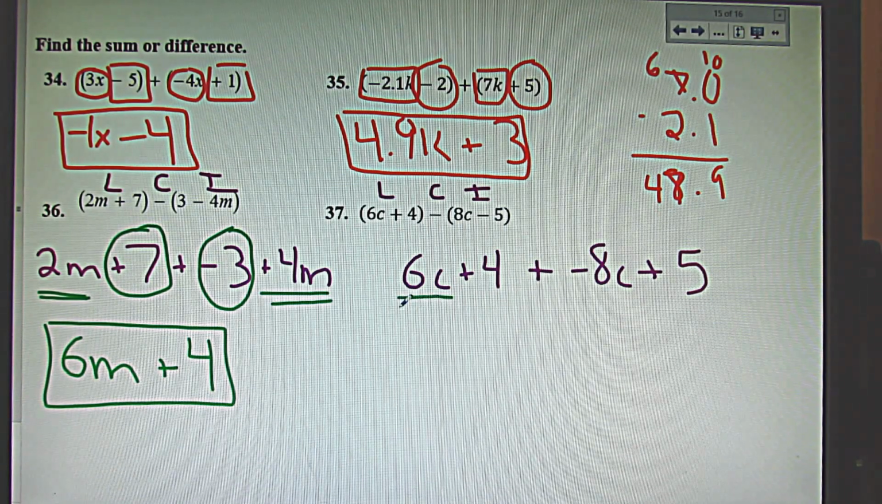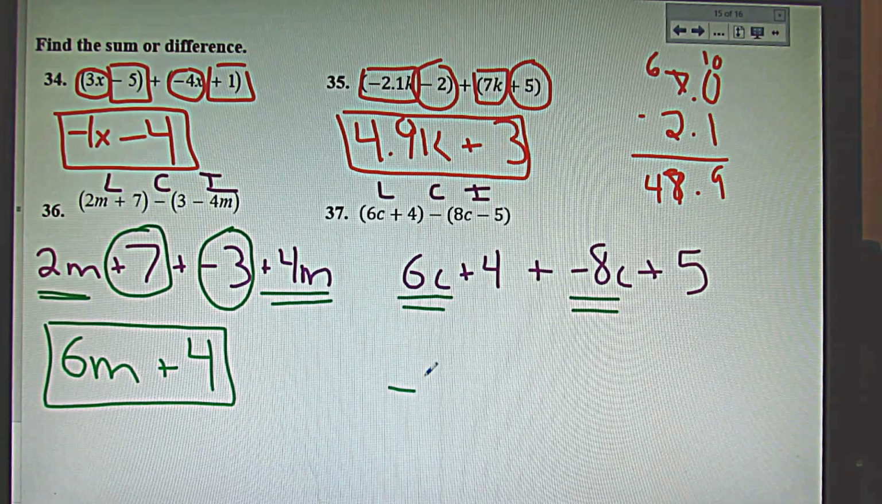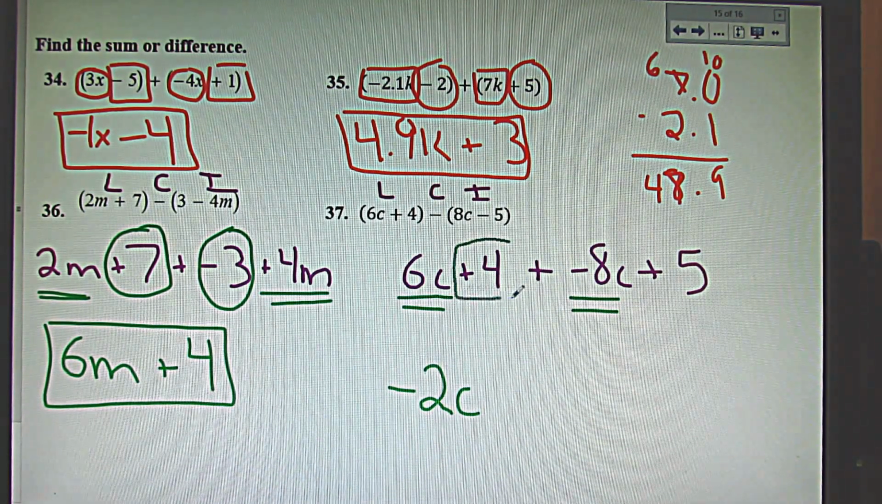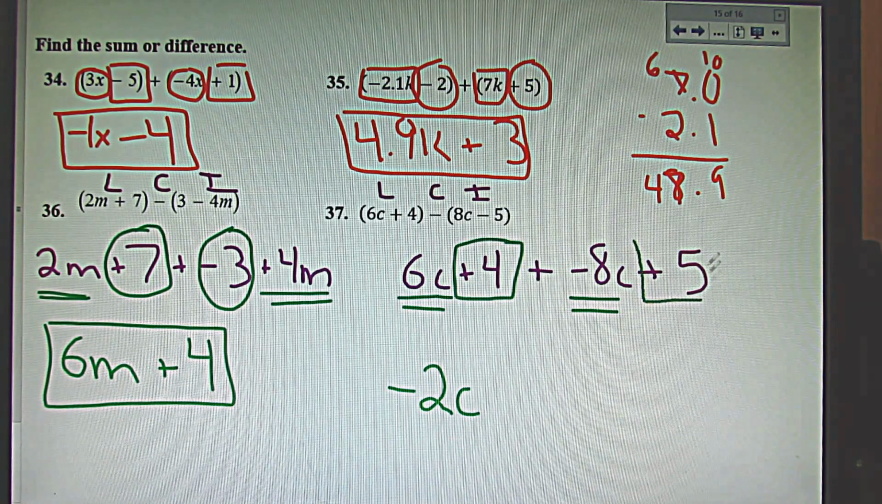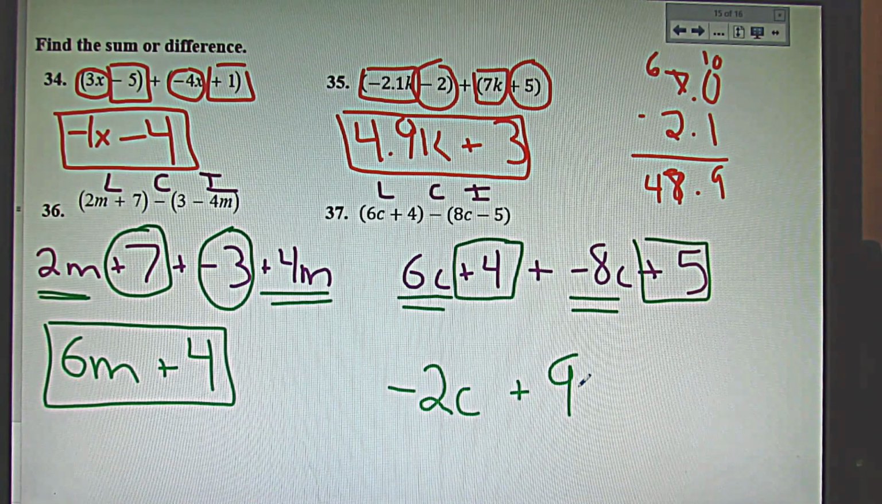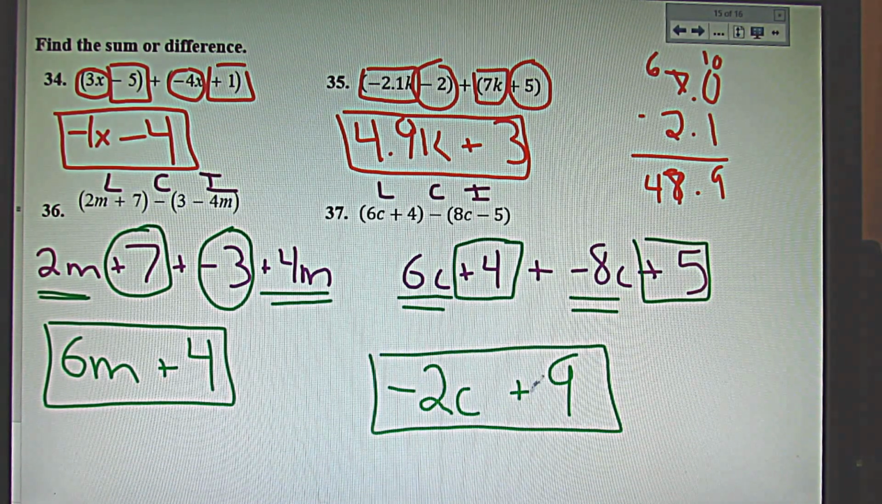Next one, 6c, negative 8c. Different sign, subtract. Calculator will do the work for you. Negative 2c. Positive 4 and positive 5 gets me a positive 9. Final answer, negative 2c plus 9.